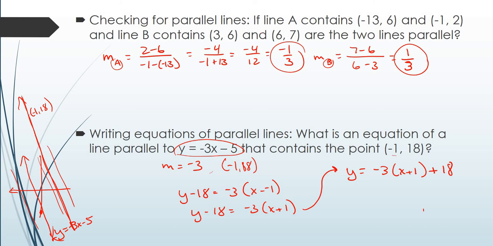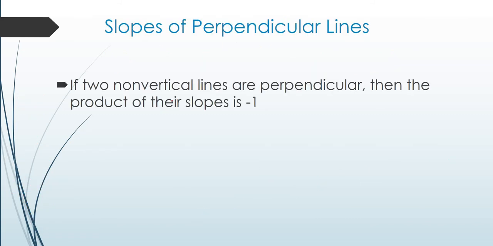So, checking if lines are parallel, we compare their slopes. Writing an equation for a line parallel to another line, we use the slope of that line as the slope of our parallel line, and we use the given ordered pair. Okay, perpendicular lines. If two non-vertical lines are perpendicular, then the product of their slopes is -1. We have also seen that their slopes are opposite reciprocals.